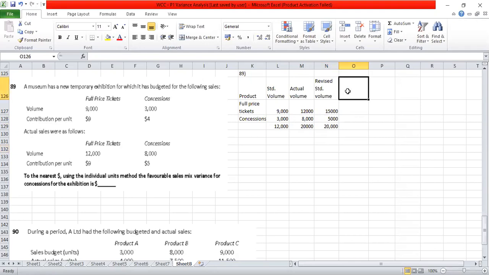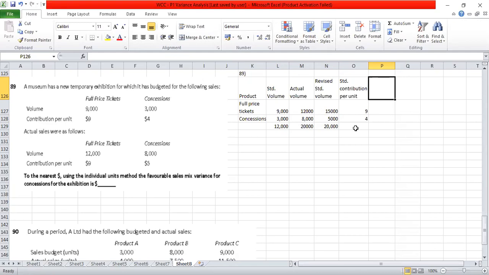Then mention the standard contribution per unit. The profits mentioned are 9, then we have 4. Find out the difference between the actual volume and the revised standard volume. Apply it at the standard contribution per unit, or standard profit, whatever profit is available. So take that and then multiply. Individual item by item we have to do, the individual units method.